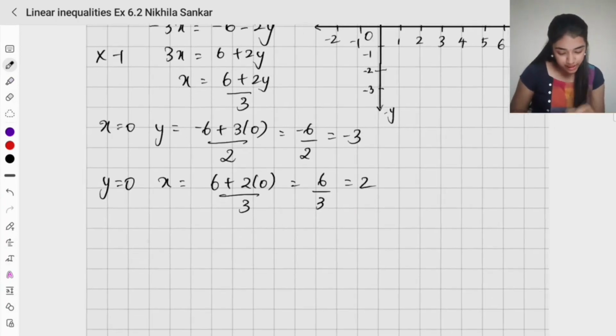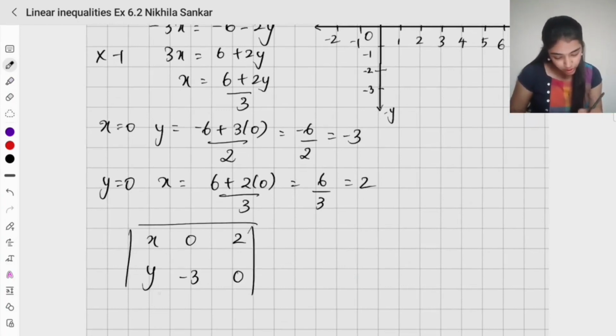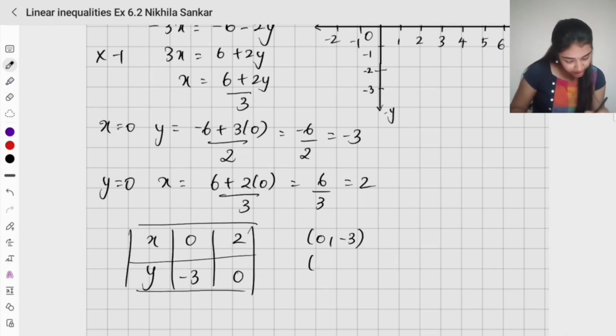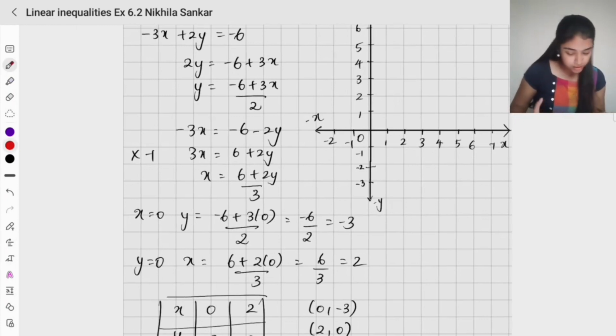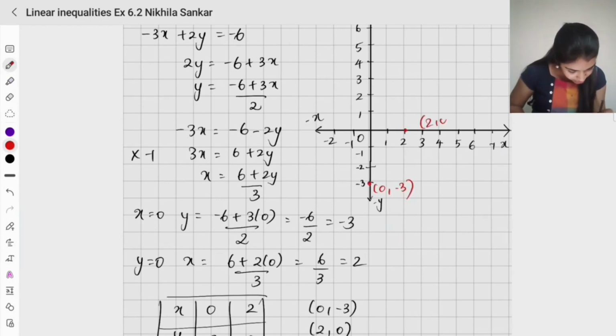இப்போ solution என்ன? Tabular column வரைஞ்சா x, y. x is 0, y is minus 3. y is 0 na, x is 2. So what are my solutions? 0, minus 3 and 2, 0. இப்போ இதை graph போடலாமா? 0, minus 3 is going to be this point. 0, minus 3 and 2, 0. So this is going to be 2, 0.